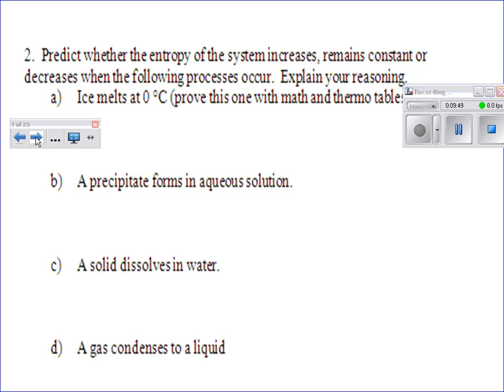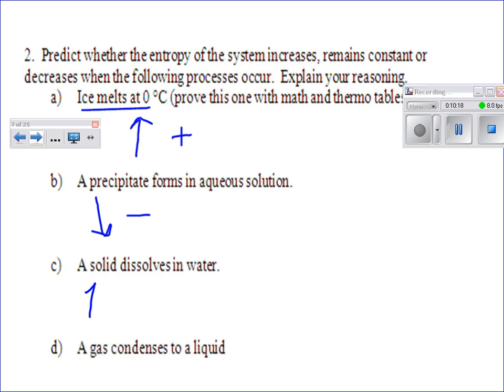Ice melts. Now I want you to say disorder, not order. So ice melts. Is disorder increasing or decreasing when ice melts? Increasing. So what's the value of delta S of that reaction? Positive, not the actual value, the sign. A precipitate forms. What happens to disorder when we make a solid from liquid? Disorder decreases, so what's our predicted sign? Negative. A solid dissolves in water.